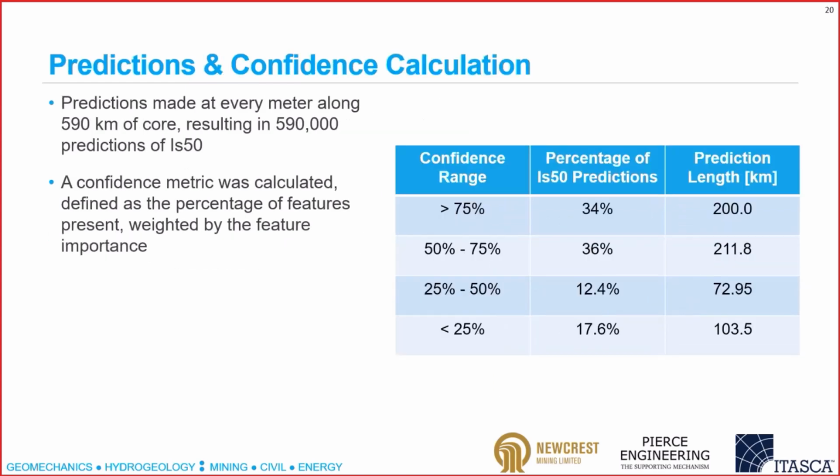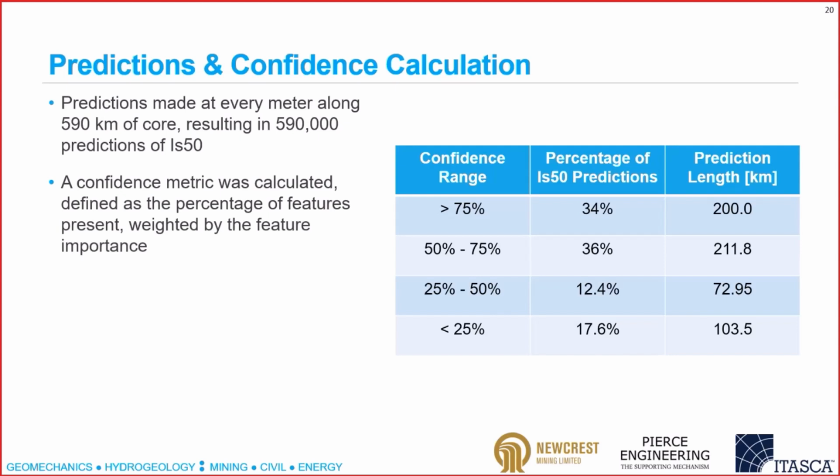Now that we have this model that's properly tuned, and we know it's accurate, we can go and make predictions. We were able to make predictions at every meter along about 590 kilometers of core in just a few seconds. However, even though we have 590,000 predictions, how do we ensure that all of those are going to be accurate given the input data? And so we came up with this confidence metric.